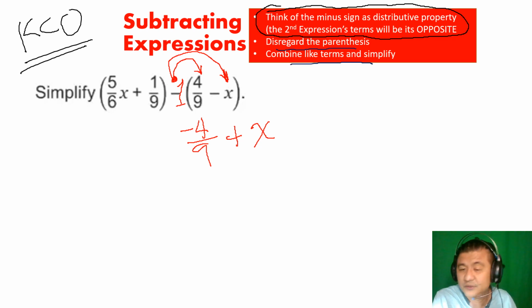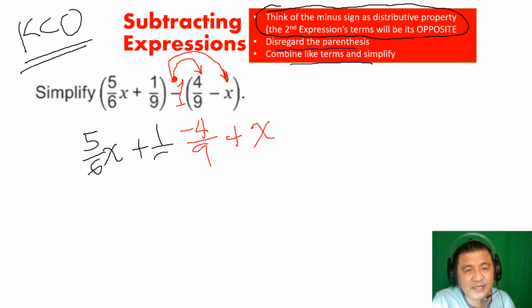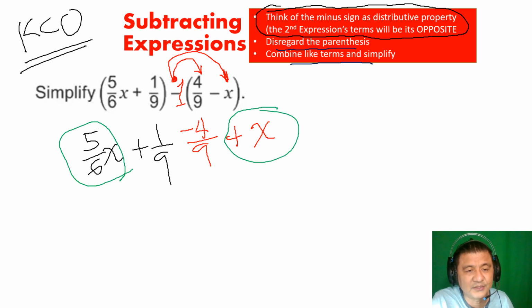So the first one, you won't change anything because there's no negative outside the parentheses. So 5/6 x plus 1/9. Okay, so that's a minus, remember. Let's now combine the like terms. I can combine the 5/6 x and the 1x. So that is 1 and 5/6 x, right? We're good with that.